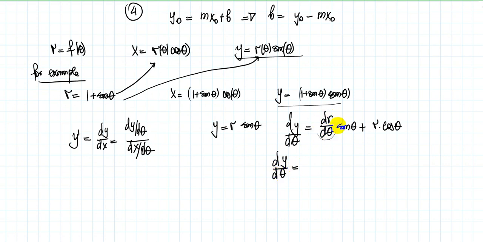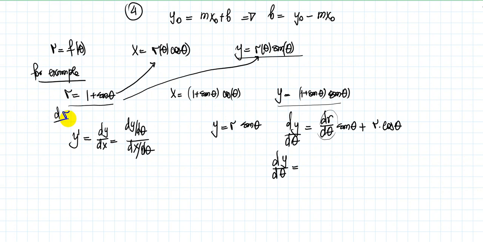It's going to involve the derivative of r. So if r is given like this, what is the derivative of r with respect to theta? What is the derivative of sine of theta with respect to theta? It is cosine of theta. Right? So this is 1.